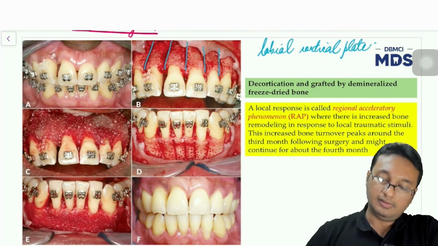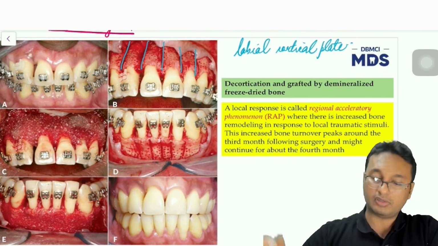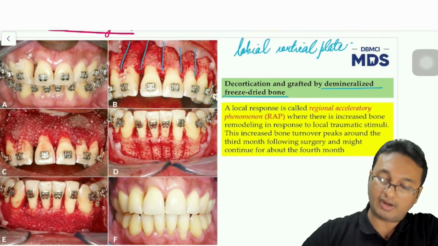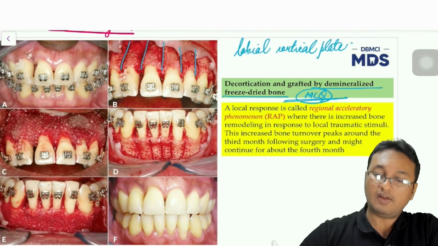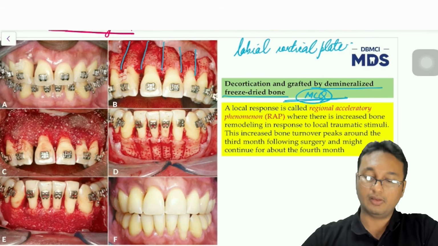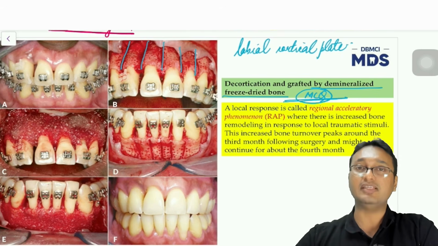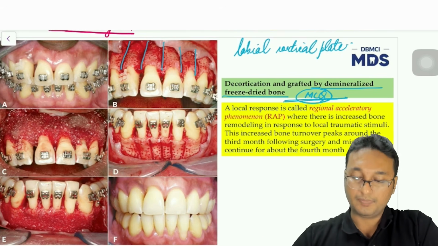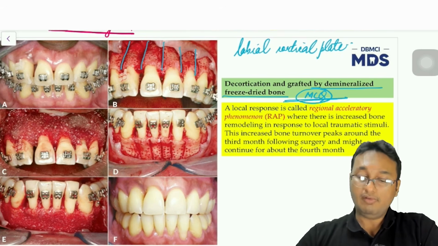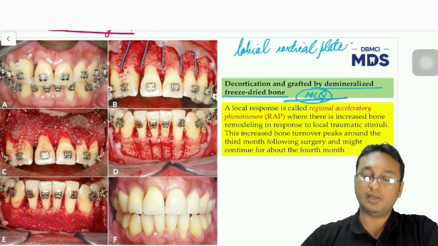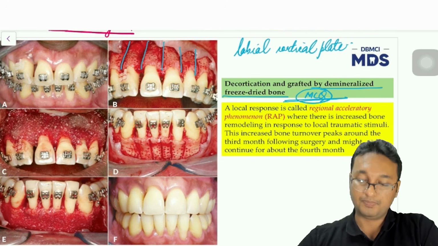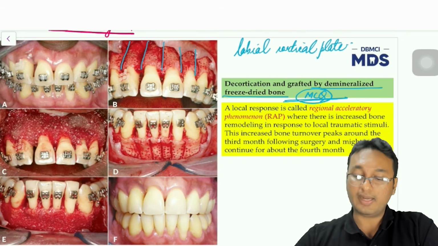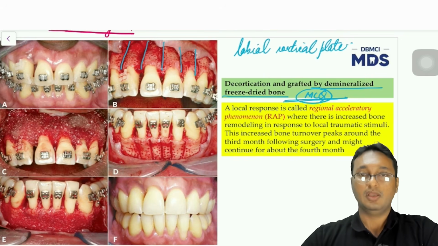Now, what happens? The graft material I was talking about is demineralized freeze-dried bone. Again, one more MCQ for you. What is the graft material used in corticotomy? So you have the answer right in front of you, that is demineralized freeze-dried bone. What happens then? A local response called regional acceleratory phenomena, where there is increased bone remodeling in response to local traumatic stimuli. This increased bone turnover peaks around the 3rd month following surgery and might continue for about the 4th month.